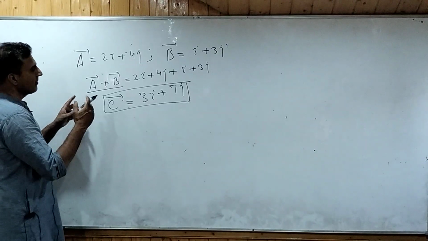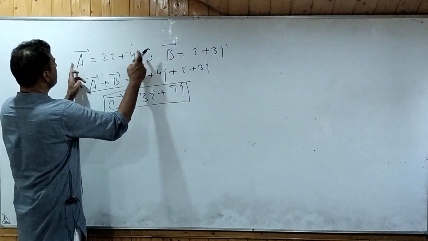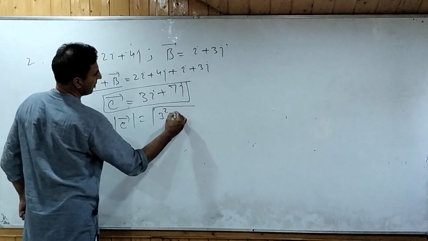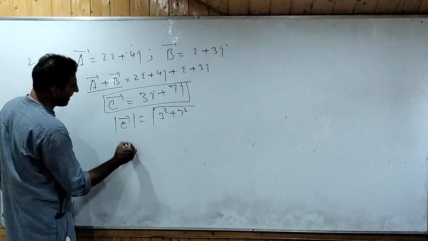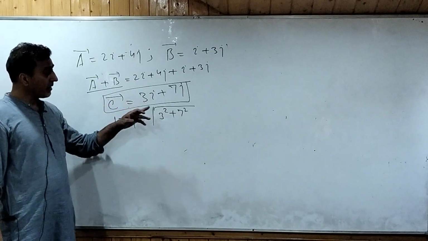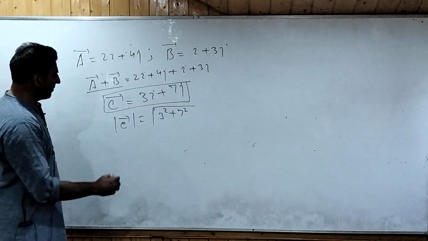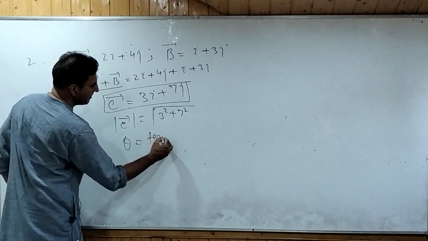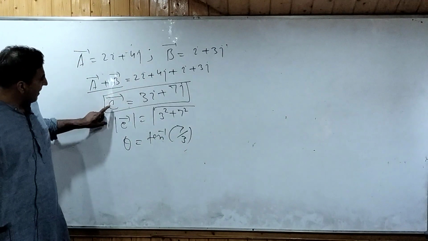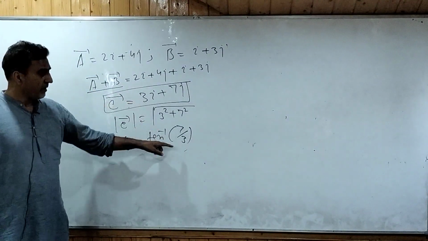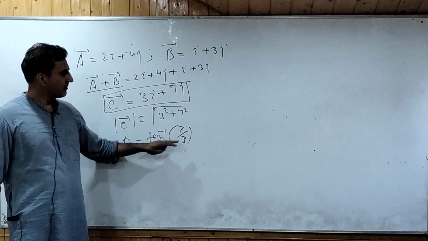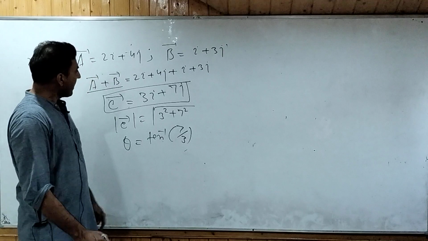Now if I ask you what is the magnitude of the resultant of these two, A and B, simple, root of 3 square plus 7 square. If I ask you what is the direction, means what is the angle this vector C makes with x-axis or even with y-axis, you can find that theta is tan inverse of 7 by 3. But this is the angle this vector C makes with the x-axis. If I ask you what is the angle it makes with the y-axis, then it will be 3 by 7. You have to do the opposite. Okay.